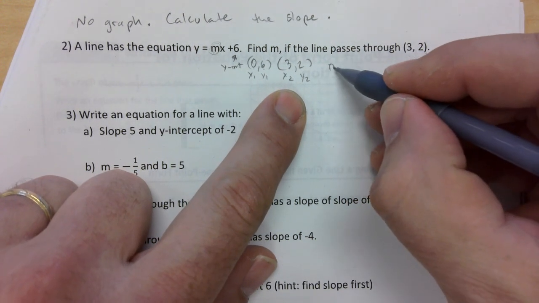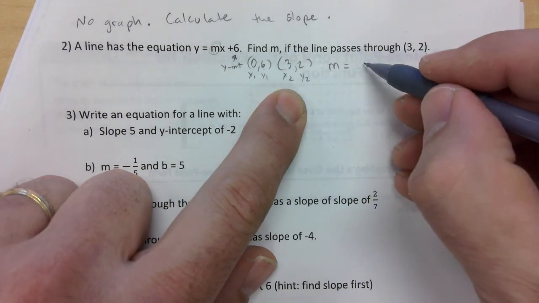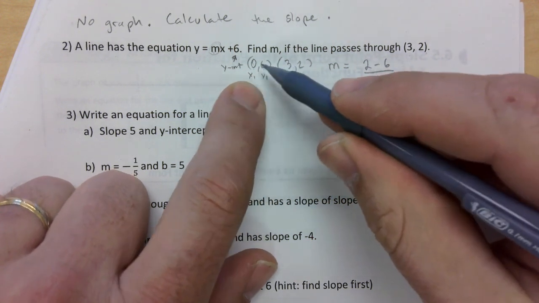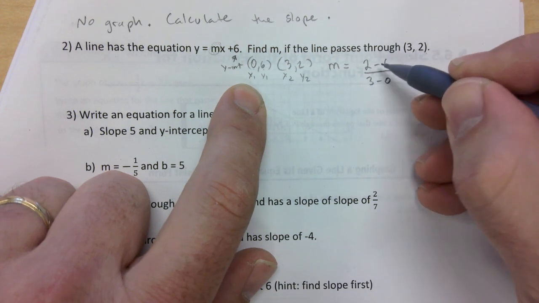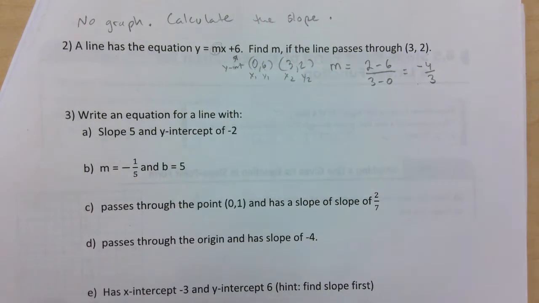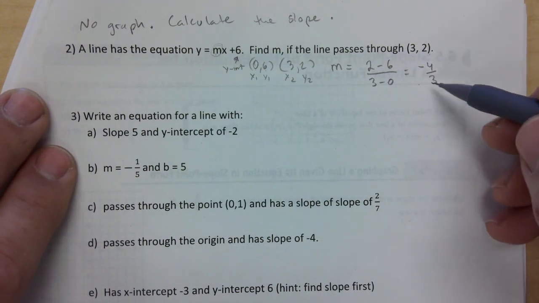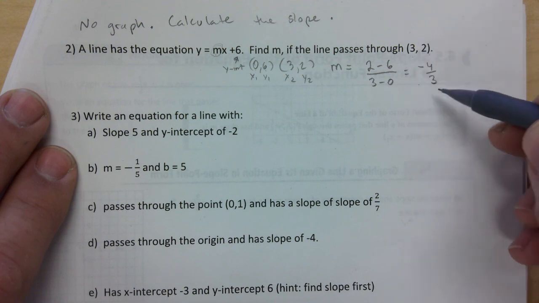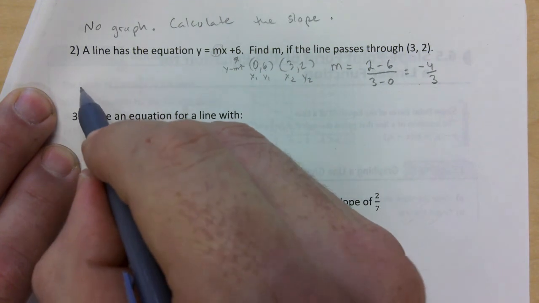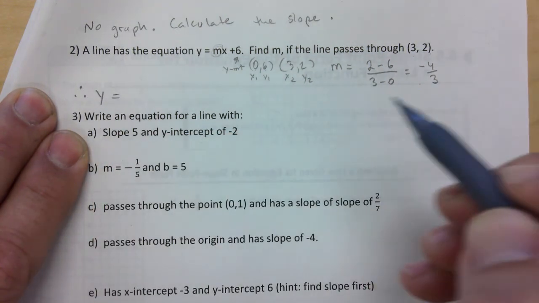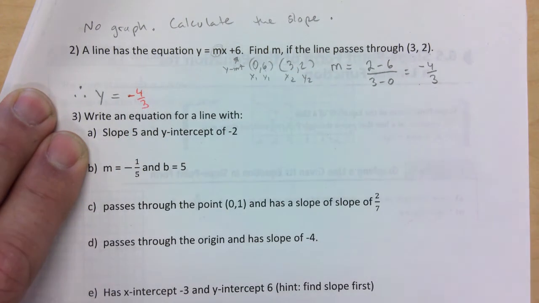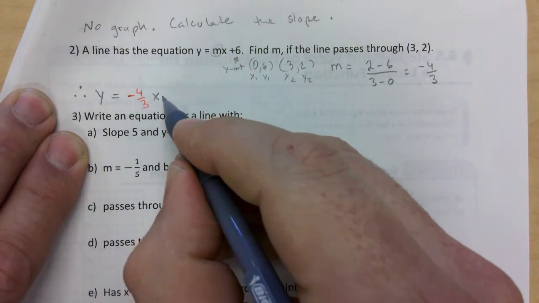So now we can go ahead and find our slope. So it's 2 minus 6 over 3 minus 0. And that'd be negative 4 over 3. So this is the slope that you would need to have to make it through this point. Okay. Therefore, the equation is y is equal to negative 4 over 3 x plus 6.